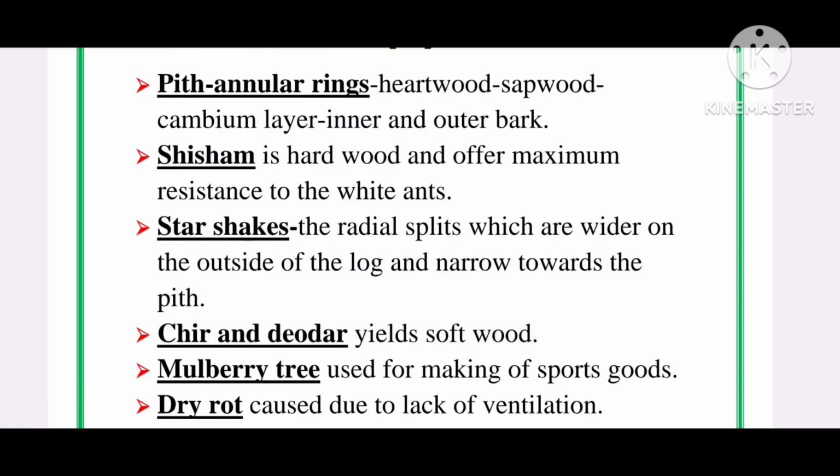Next point: pith, annular rings, hardwood, sapwood, cambium layer, inner and outer bark. These are the different parts of the timber. So let's discuss each of the terms. Firstly, pith. Pith is the innermost part or core having soft tissues, and it is found near the center of a log or a lumber. Its size varies from 1.5 mm to 10 mm in diameter.